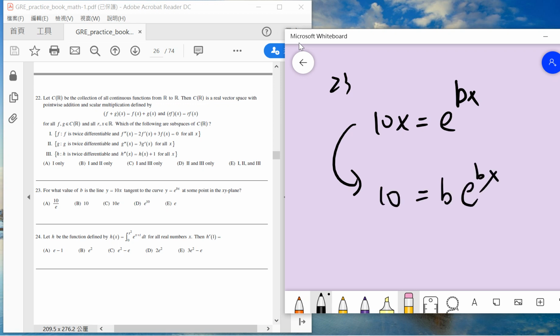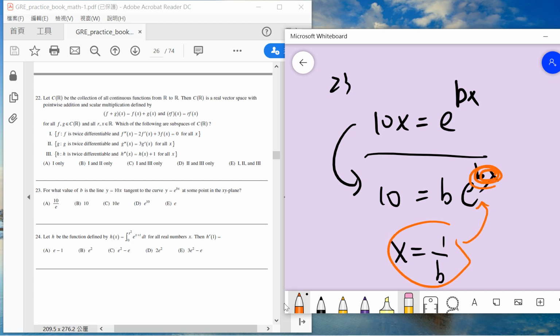We solve these two equations by just dividing them. We get x equals 1 over b, so bx is 1, so this term is e. So b equals 10 divided by e. The answer is A.